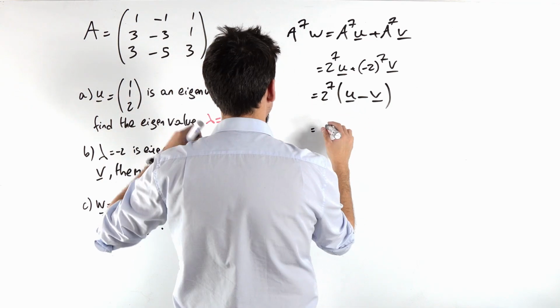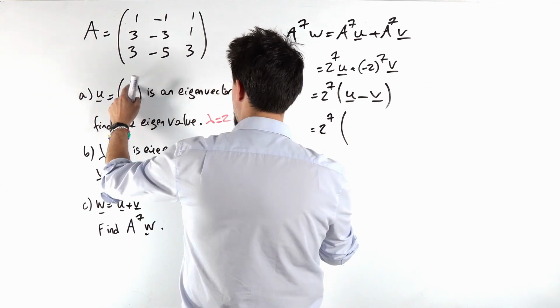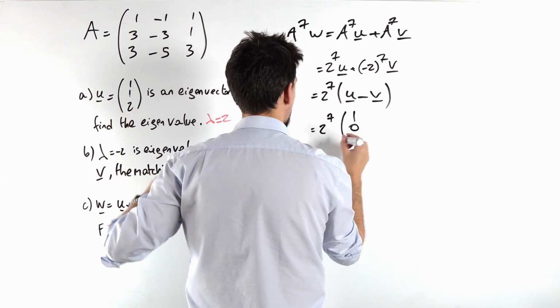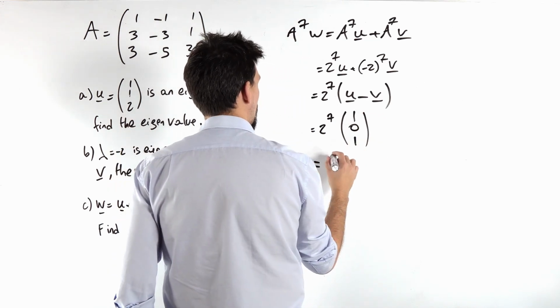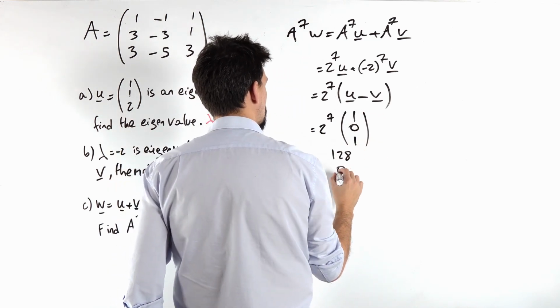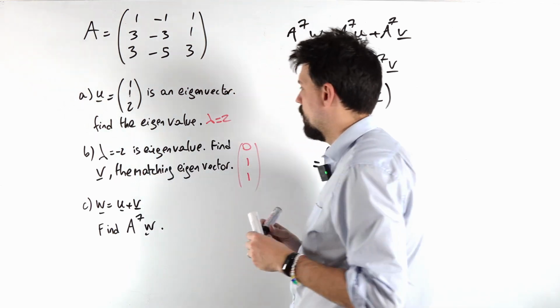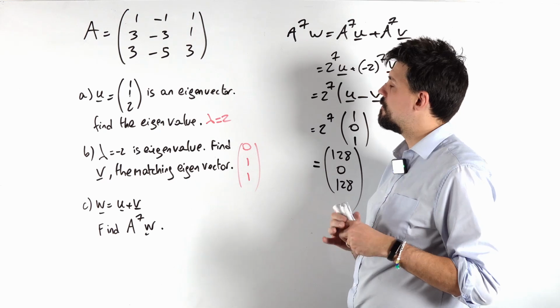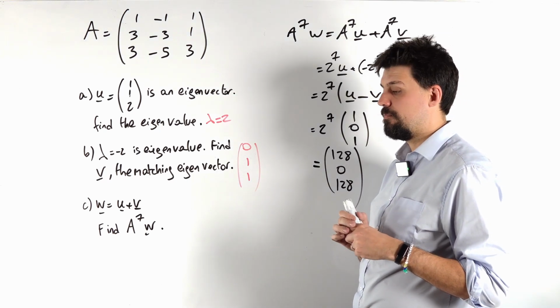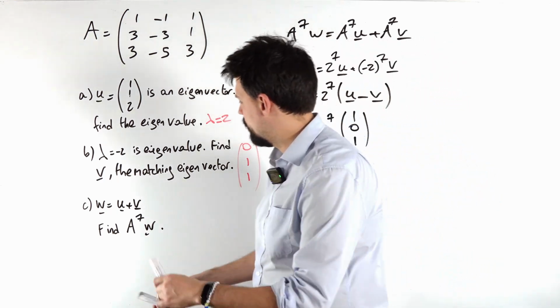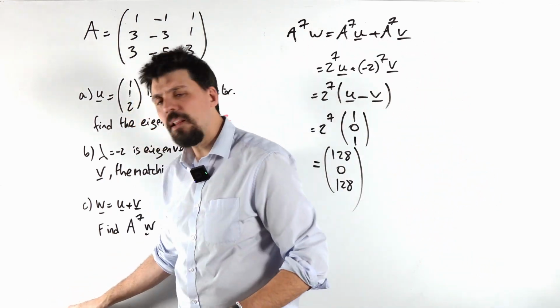So that is 2 to the 7 times 1 minus 0, 1 minus 1, 2 minus 1. So what's that? That is 128, 0, 128. Nice, nice, nice. Cool. That was a little bit quicker than I thought. Very nicely done. Well done, everyone.